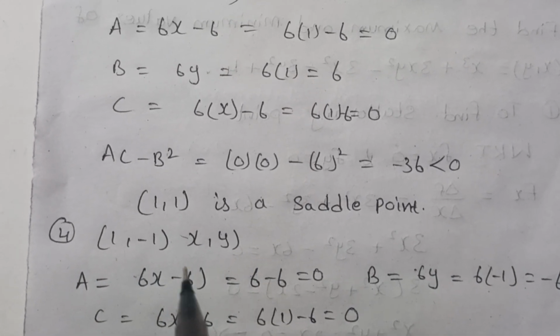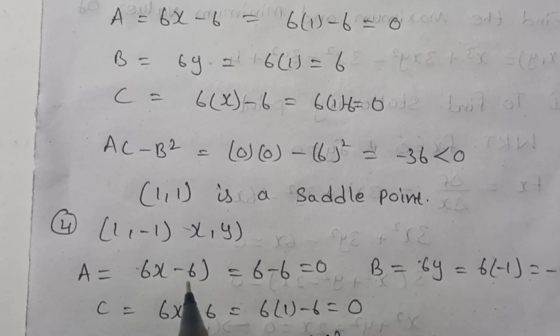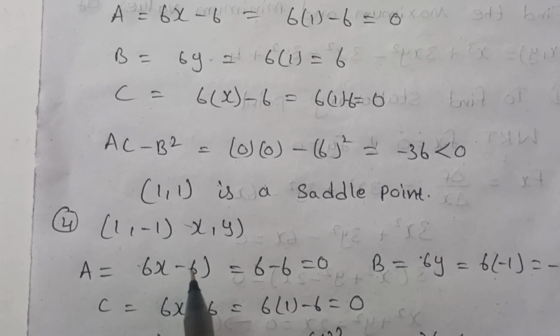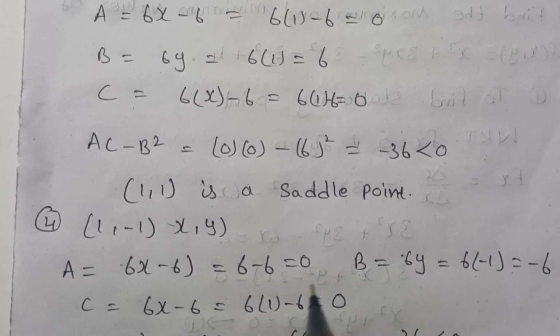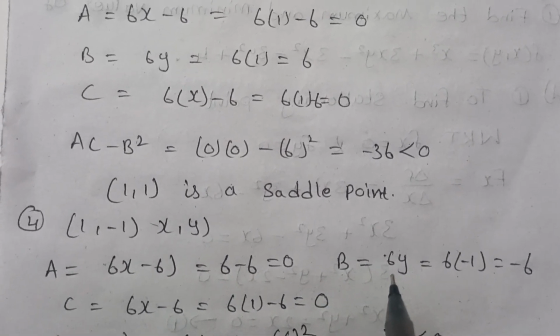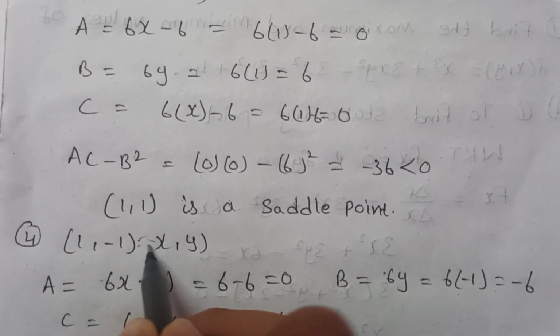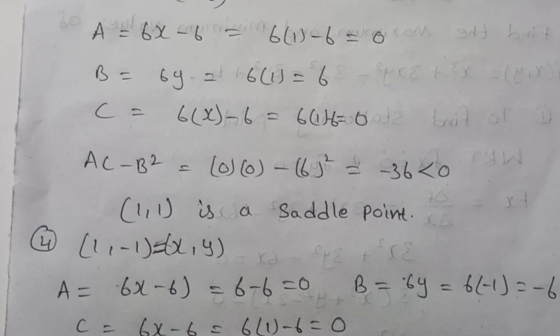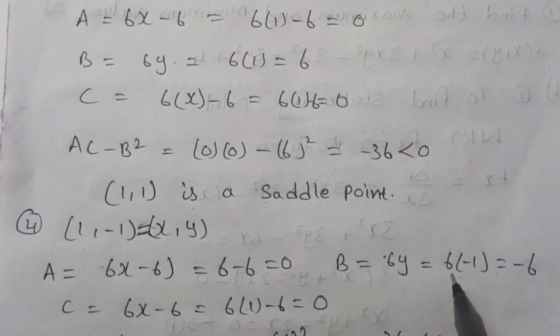Let's find the fourth stationary point. Our stationary point is 1 comma minus 1, equal to x comma y. So A equal to 6x minus 6, so 6 minus 6. Why? Because x is 1, so it is equal to 0. The A value is 0. B equal to 6y. The y value is minus 1, so 6 into minus 1 is equal to minus 6. So we find the B value is minus 6.